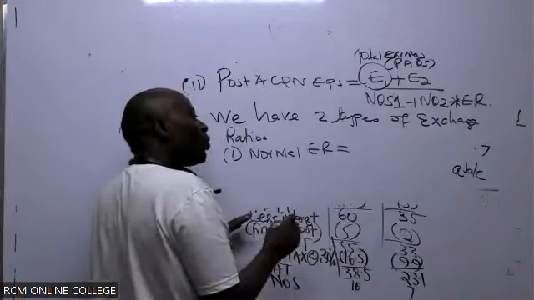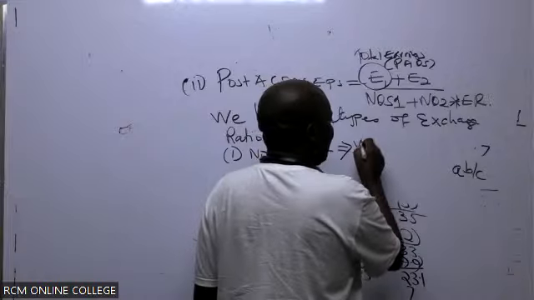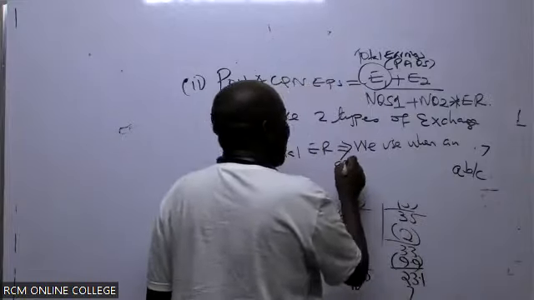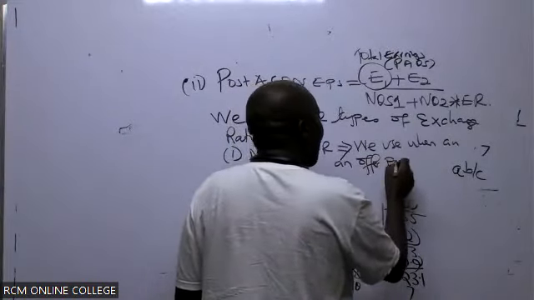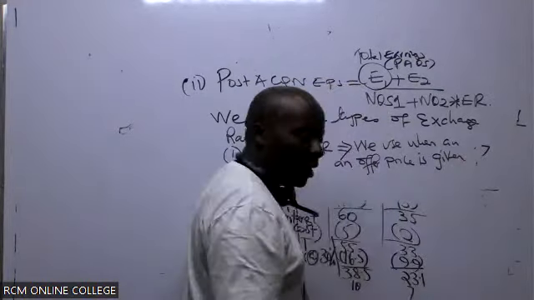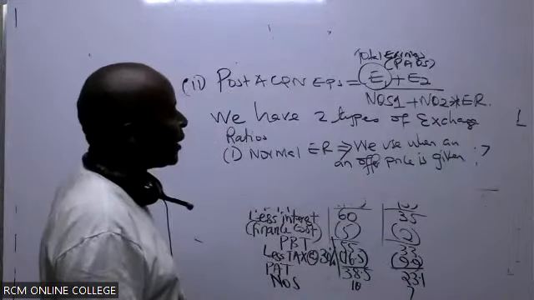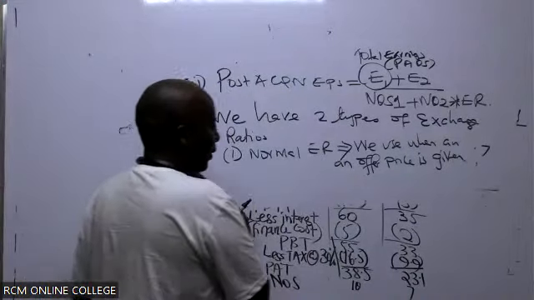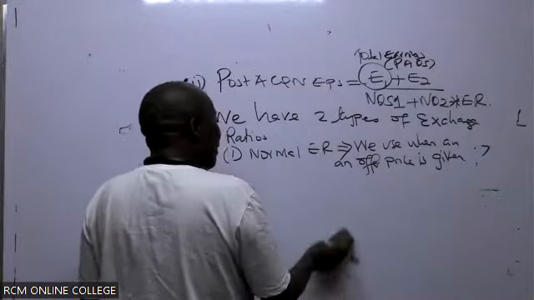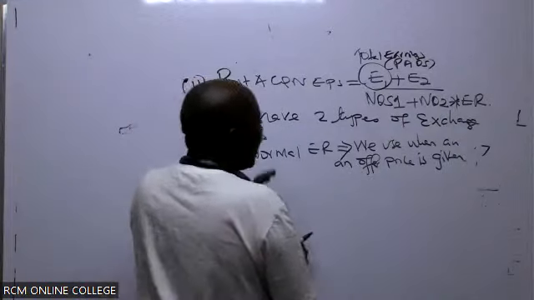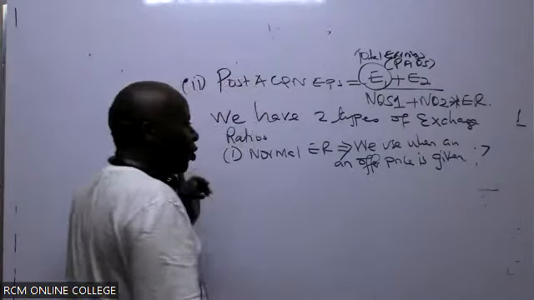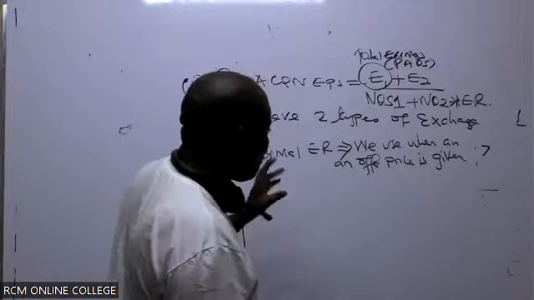Normal exchange ratio, this one here, we use it when an offer price is given. So whenever an offer price has been provided, we shall never think about this other non-diluting exchange ratio. No, no, no. Whenever you are given an offer price, we shall always think about this normal exchange ratio.